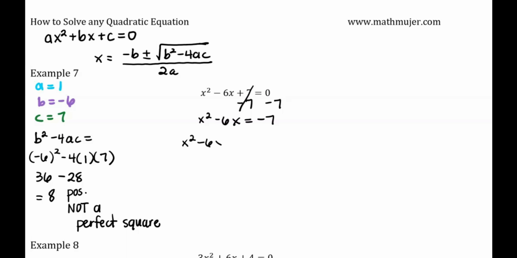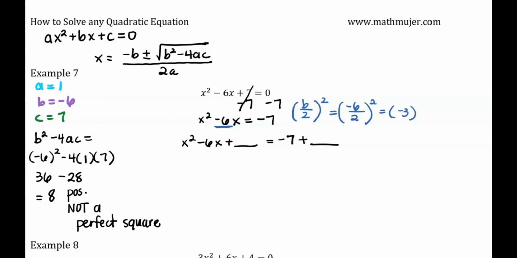Then we want to add a number in right there on the left side, right after the negative 6x. But if I add a number in on that side, I also have to add a number in on the other side so that I'm keeping the equation balanced. And to find the number that you want to add in, you look at this negative 6. You look at b, the number in front of x, and you take it and you divide it by 2 and you square it. So we have negative 6 over 2 squared. So we have negative 3 squared. And so we have 9.